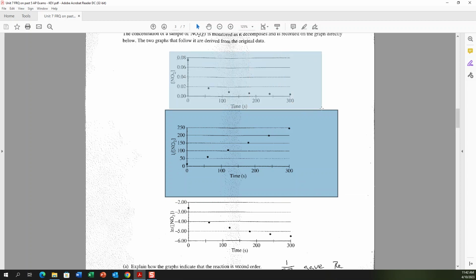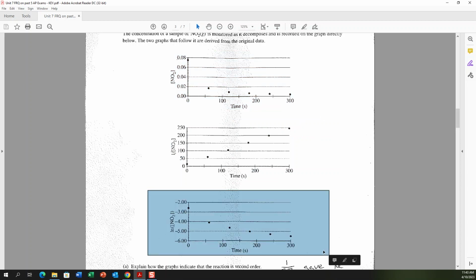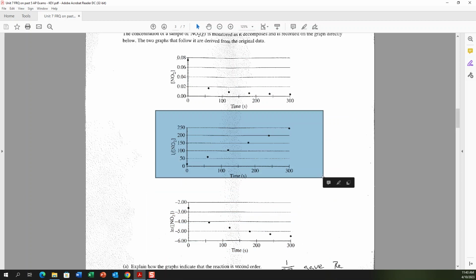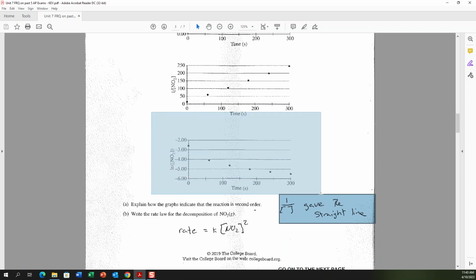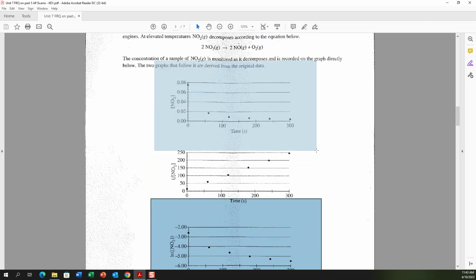Remember, if this graph gives you the straight line, zero order. If the natural log graph gives you the straight line, then first order. And if 1 over the amount versus time gives you the straight line, then it's second order. Okay, so explain how the graphs indicate the reaction is second order. Boom, that's the one that gives you the constant slope, the straight line, the linear fit. That's all you'd have to say: the 1 over graph gave you the linear fit, the constant slope, the straight line. So that is justification that it's second order, right? If this had given me the straight line, that would mean first order. And if this gave me the straight line, that would be zero order.